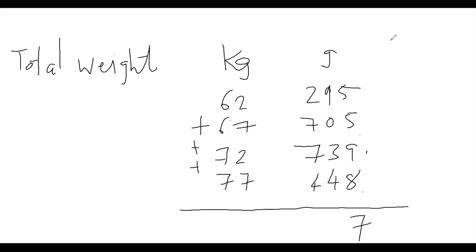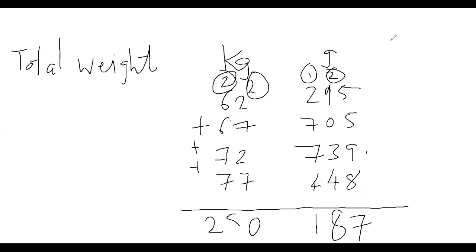So 7 here, 2 carried over. 2 plus 9 11 plus 3 14 plus 4 18, 1 carried over. 2 plus 1 3 plus 7 10 plus 7 17 plus 4 21. So 2 carried over here. 2 plus 2 4 plus 7 11 plus 2 13 plus 7 20. 2 carried over. So 6 plus 2 8 plus 6 14 plus 7 21 plus 7 28.